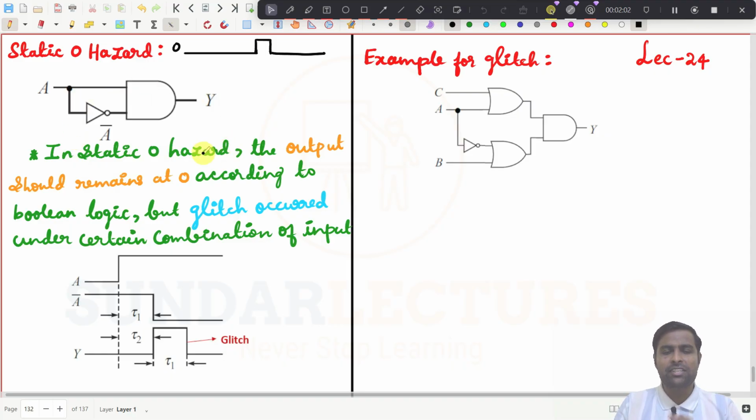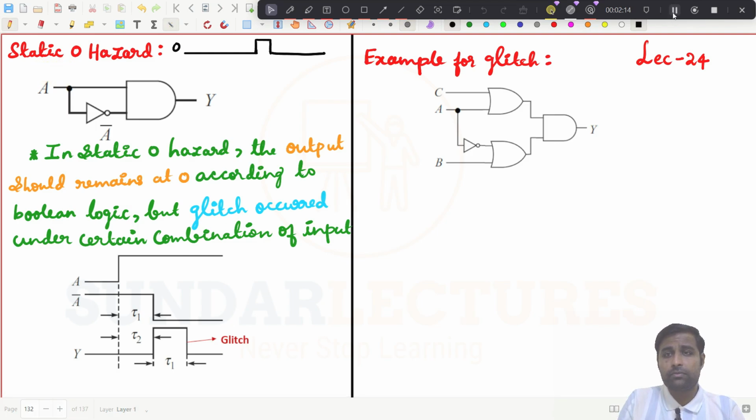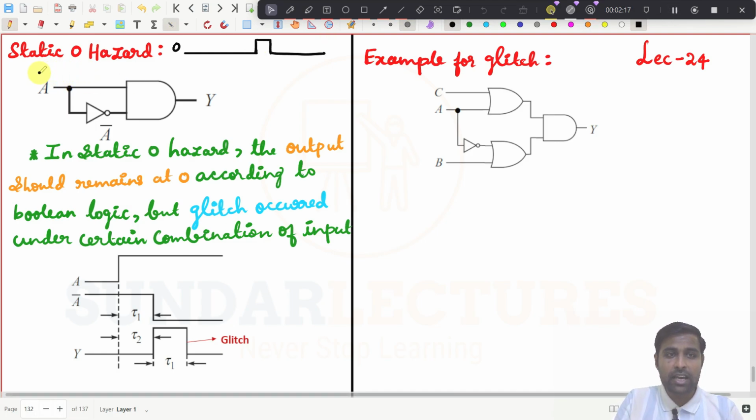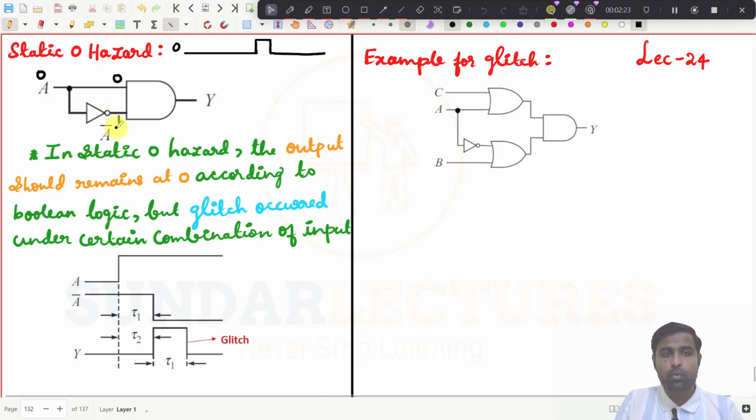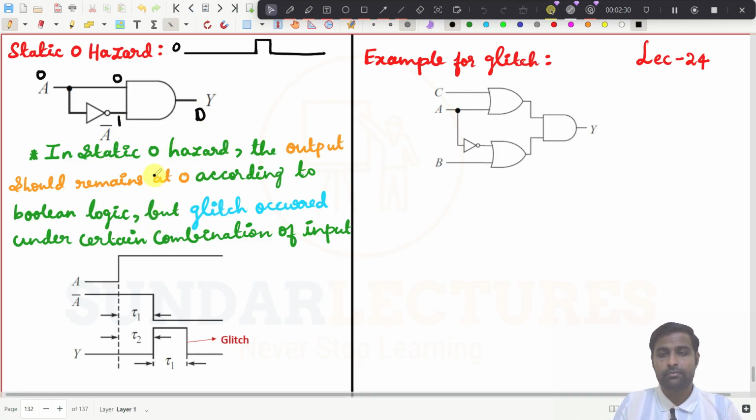So what is the condition, and where can we see static 0 hazards? That is in this particular circuit diagram. For example, let this be 0, and what happens now? This 0 will go here, and this will be 1. So if the inputs are 0 and 1, then obviously the output will always be 0.